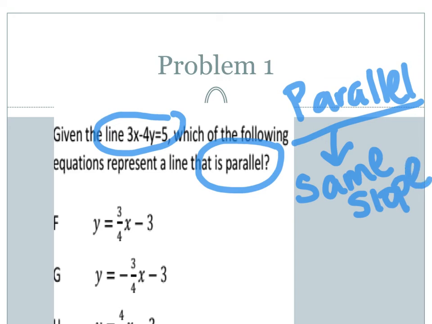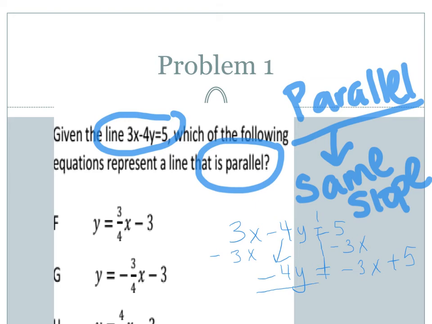So we're given an equation, so I'm going to write this equation on the whiteboard here. I need to solve for y. Do not tell me that slope is 3, because you can't find slope unless you solve for y. So I'm going to make a wall, and I'm going to subtract 3x on both sides. So now I have negative 4y, don't forget that sign, equals negative 3x plus 5. I'm not done. I need to get rid of my coefficient. My coefficient is negative 4, so I need to divide everything by negative 4.